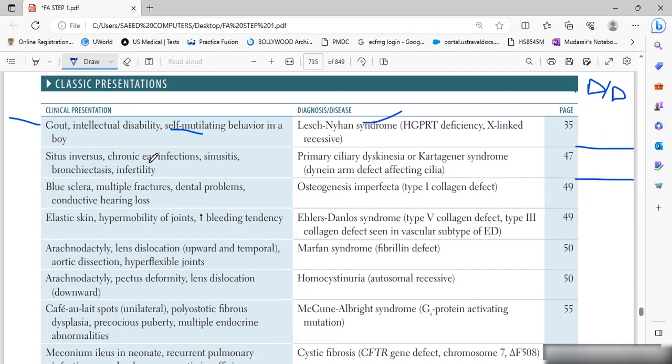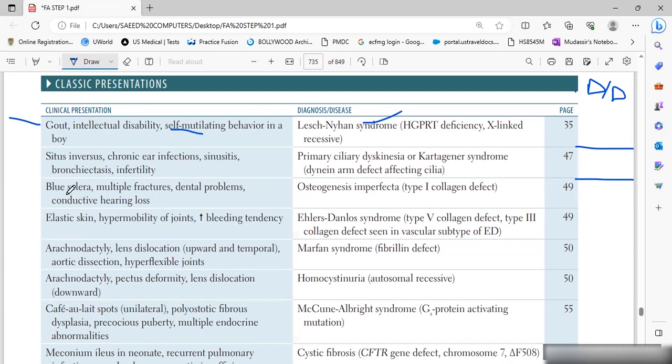But in Kartagener syndrome, you will have situs inversus. The heart will be on the right side, dextrocardia. And second, growth will be normal; developmental issues will not be present. So that is Kartagener syndrome. In Kartagener syndrome, the screening test is decreased nasal nitric oxide. While in cystic fibrosis, you will use immunoreactive trypsinogen, or you can use the sweat chloride test. So those are the differences between them.